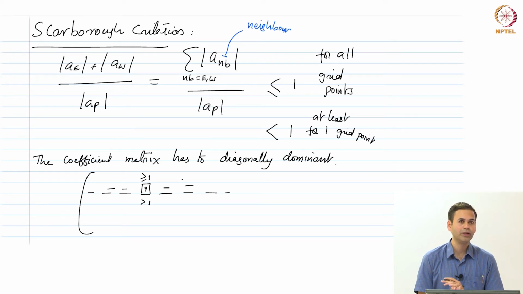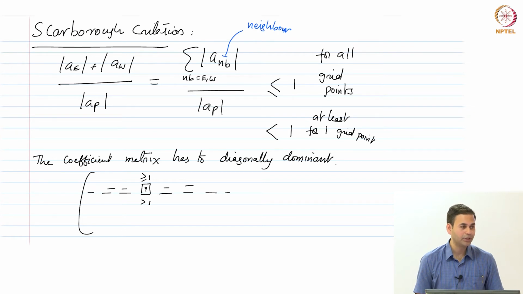Questions? So, do we need to check for Scarborough criteria once we discretize our system? Yes, we need to, otherwise it will not work. Instead of worrying about it later, we should first check for it and see whether it is satisfying Scarborough or not. We will do that for pretty much all the discretizations that we do in this course.